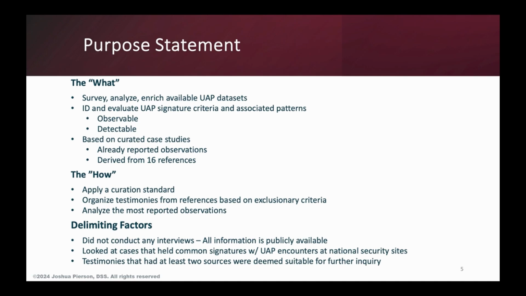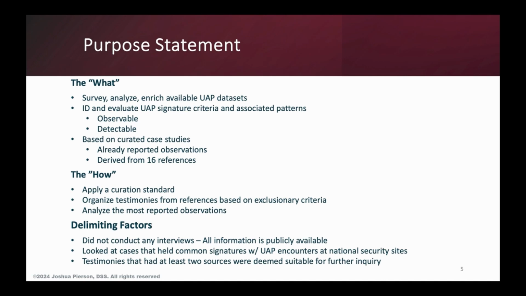So what did I do? I surveyed current databases and references to find those testimonies. I then categorized those, meeting a curation standard which I developed, and applied analytical tradecraft to the data collected. My goal was to enrich available data sets on the phenomena. I sought those testimonies that provided signature criteria in which I could identify a pattern and commonalities.